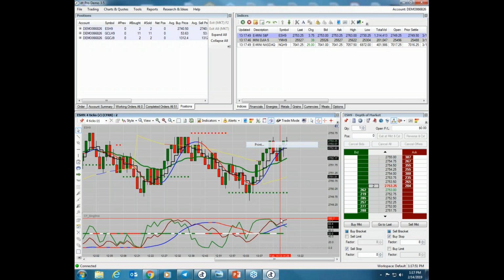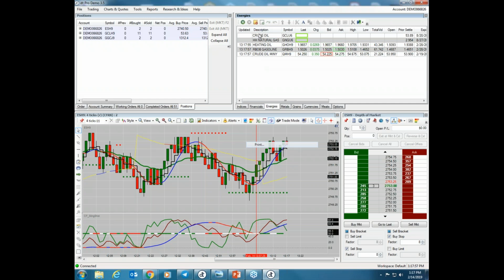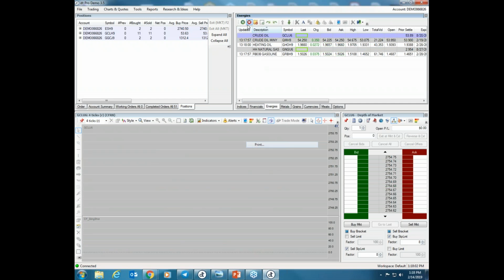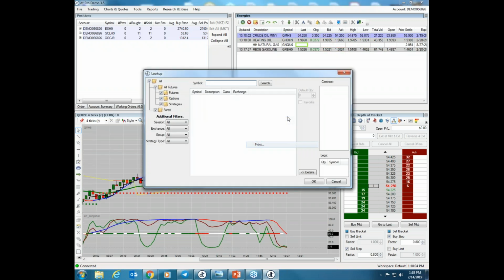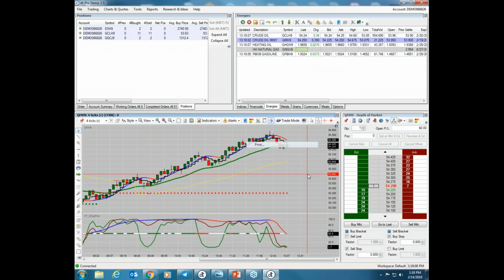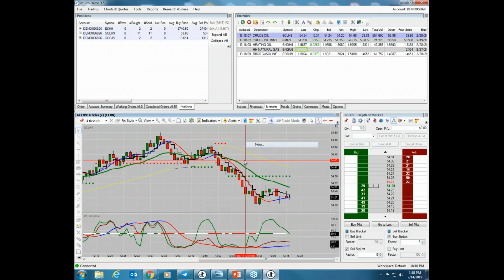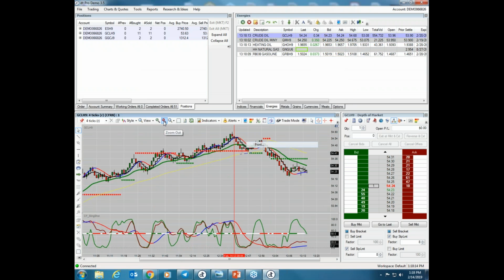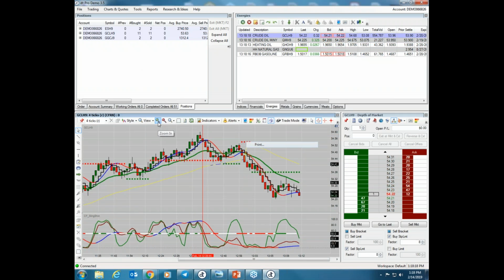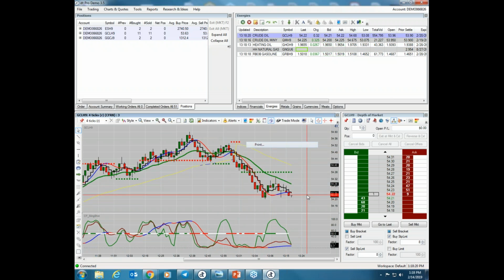All right. So we identified that the S&P mini is not trending, so we're going to move on to crude oil. I don't know why I have this one in there, but let me add the crude. I'm looking at the March crude. Notice the first thing I do is zoom out. So we're making some lower lows.